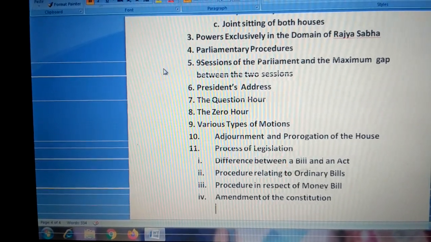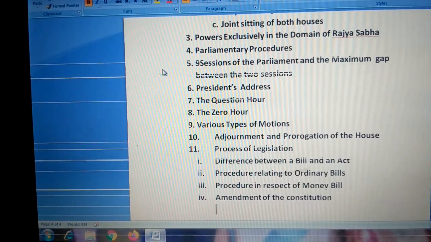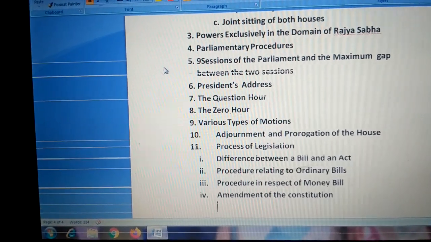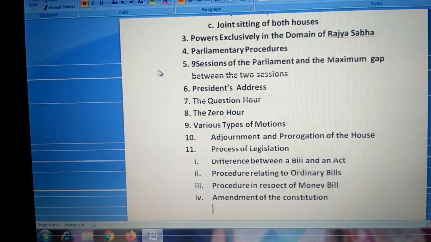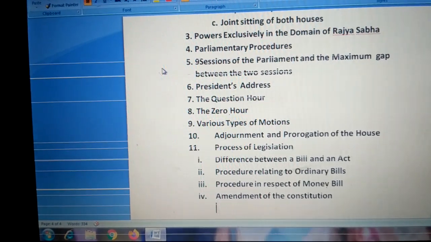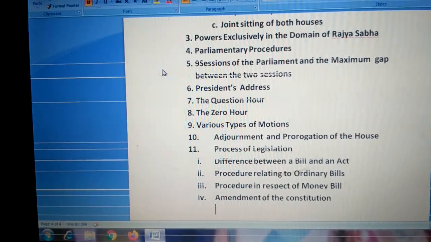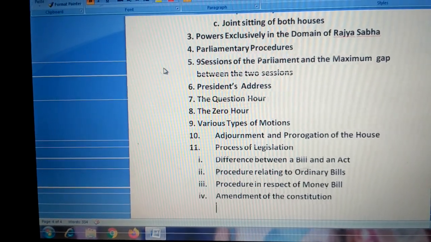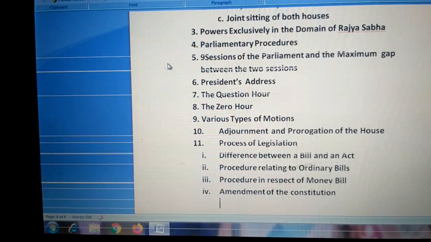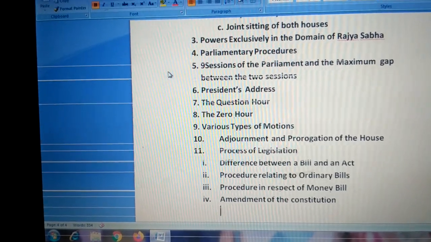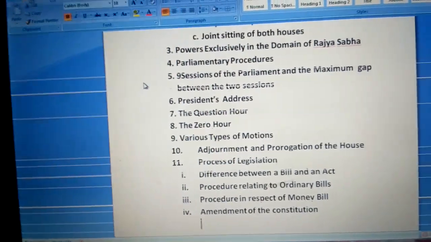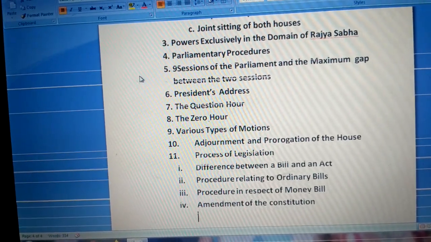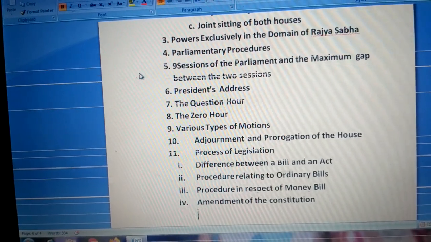for the proper transaction of the business of the house, a number of rules and formalities have to be observed. And these rules and formalities have come to be known as parliamentary procedures. So the procedures in parliament that we can see as a rule are called parliamentary procedures. Okay?